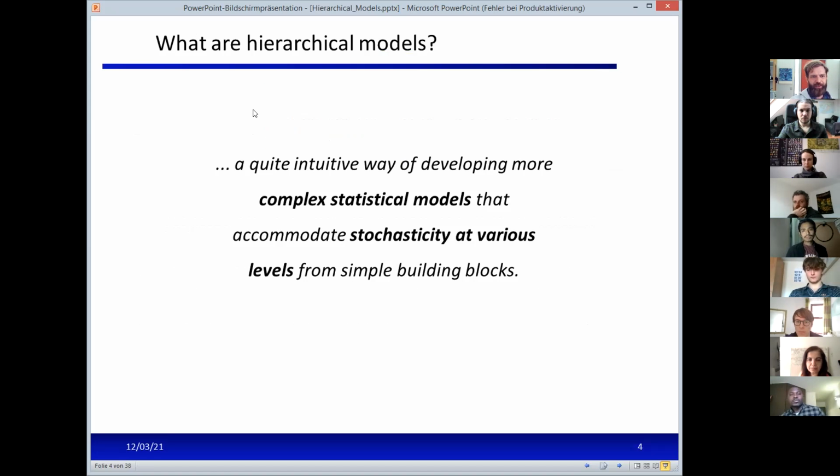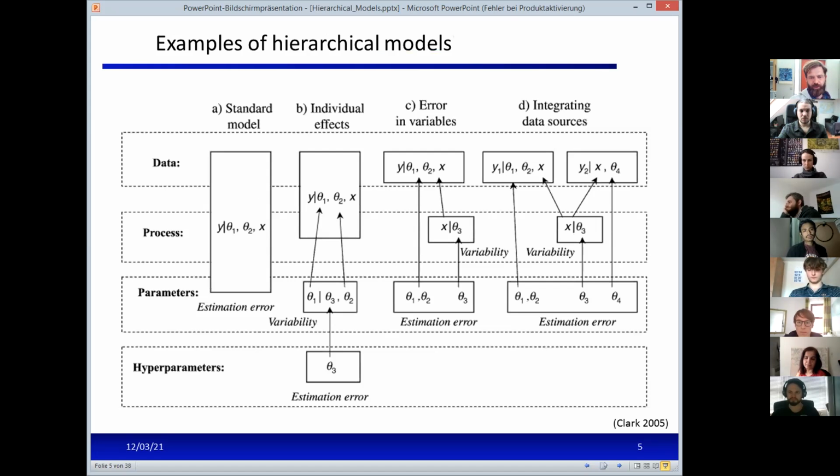In short, what are these hierarchical models? One way to phrase this in a non-technical way would be that it's a quite intuitive way to develop more complex statistical models that then accommodate stochasticity and either variation or uncertainty at various levels, and build these models from quite simple building blocks. And we can do this to approach different modeling problems.